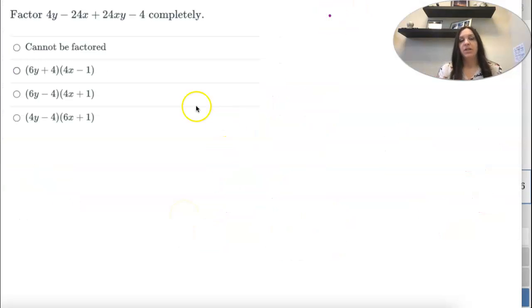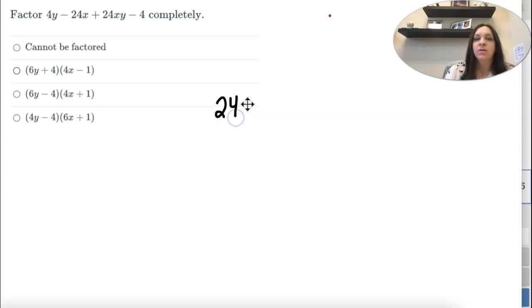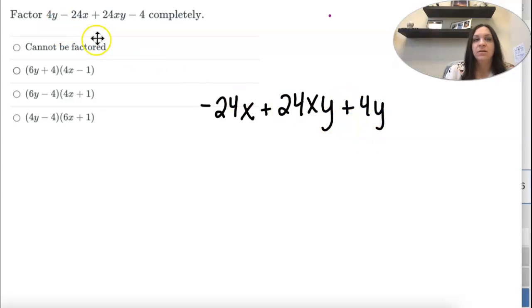So this one's different. This one has an x, a y, and an xy. So our first step is to write in descending order. So that means we start with the x. Nope, not 20, negative 24x. And then we go xy. Then y. Then negative 4. Do you see I just rearranged those?